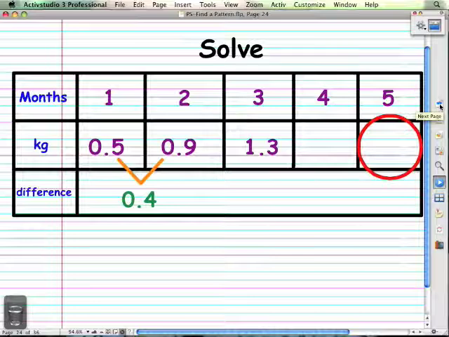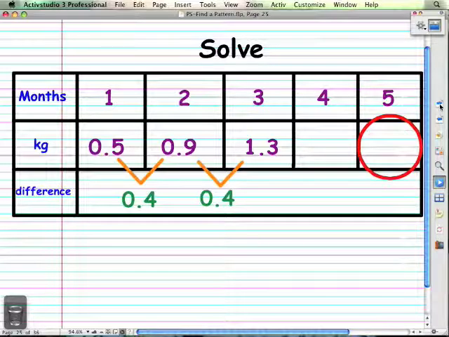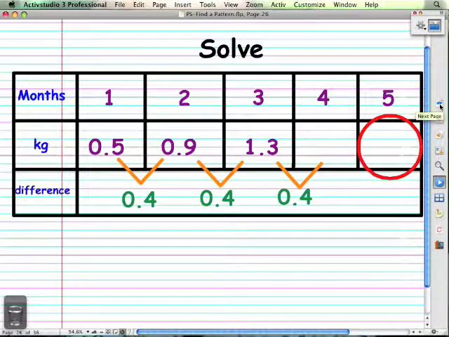So the first thing we're going to do is find the difference between 5/10 and 9/10, and we're going to use our caret to show that that difference is 4/10. Now I'm going to use another caret to find the difference between 1 3/10 and 9/10, and again I get that there's a difference of 4/10. So by now we've found that our pattern, if you look at the difference row, is that 4/10 is repeating across the bottom.